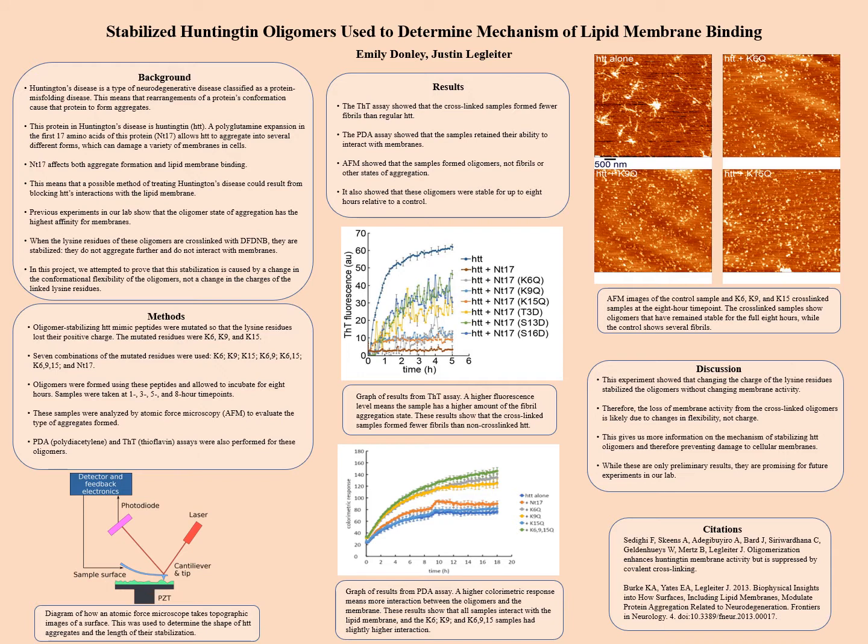The results of the thioflavin assay showed that the cross-linked samples form fewer fibrils than regular Huntingtin. This can be seen in the graph of the assay, where the dark blue line represents unaltered Huntingtin and the other lines show cross-linked proteins.